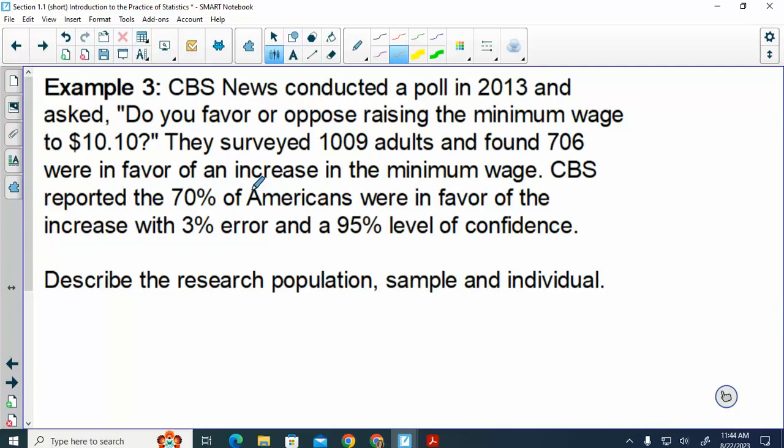But just right now, reading the scenario, I want to know 3 things. I want to know what's the population, what's the sample, and what's an individual.